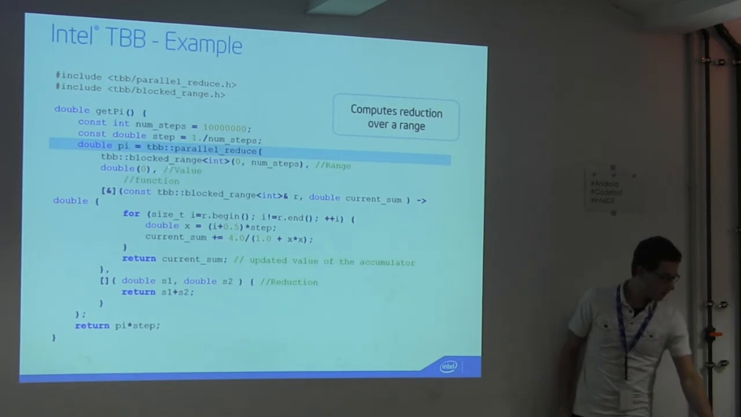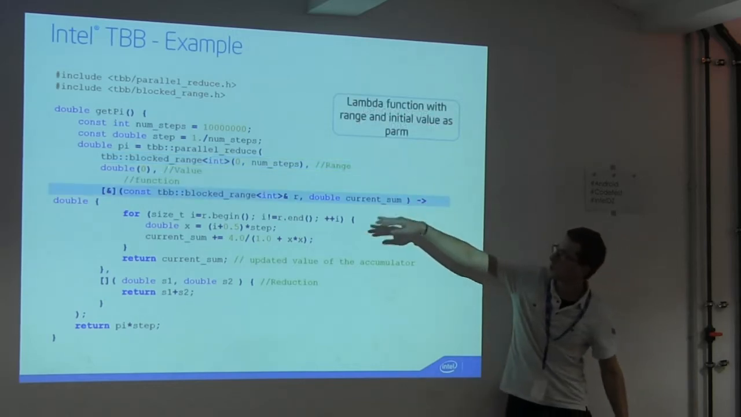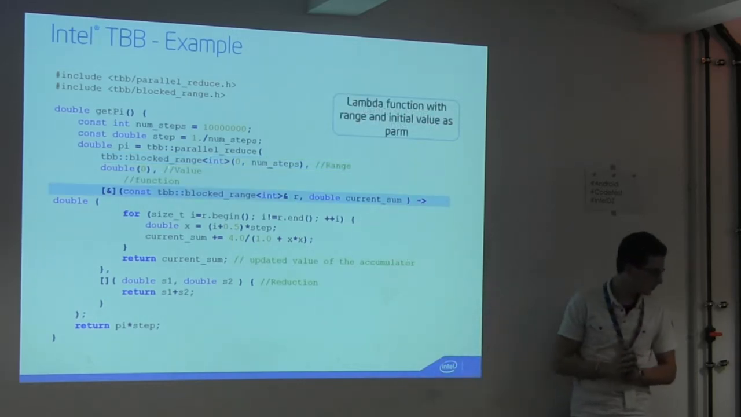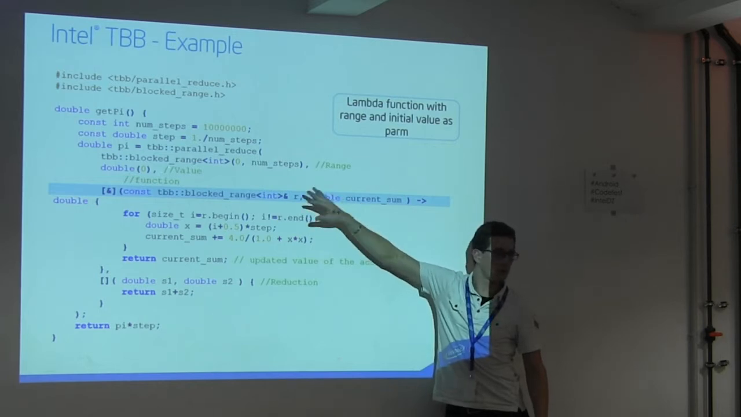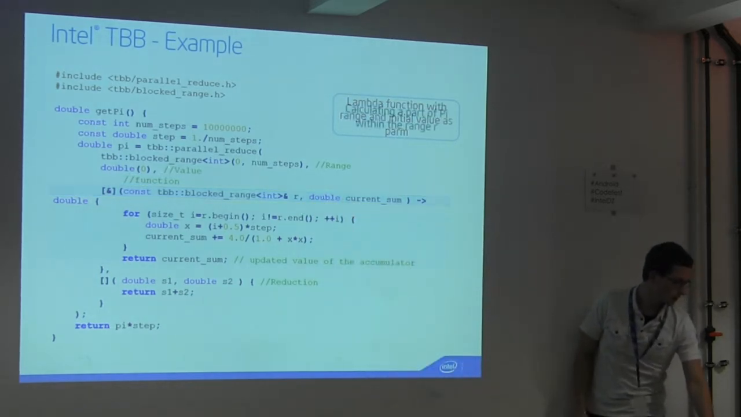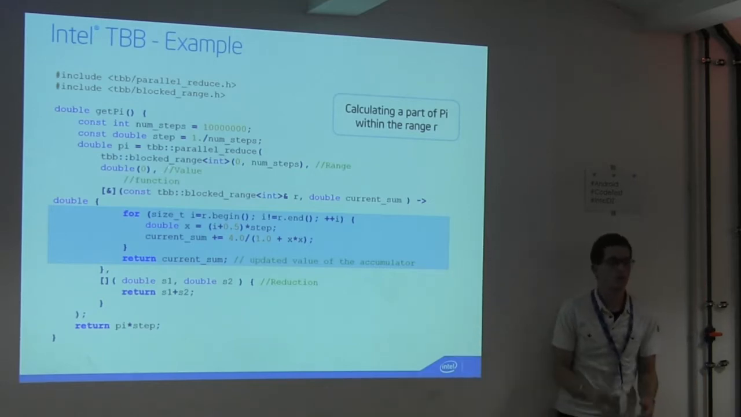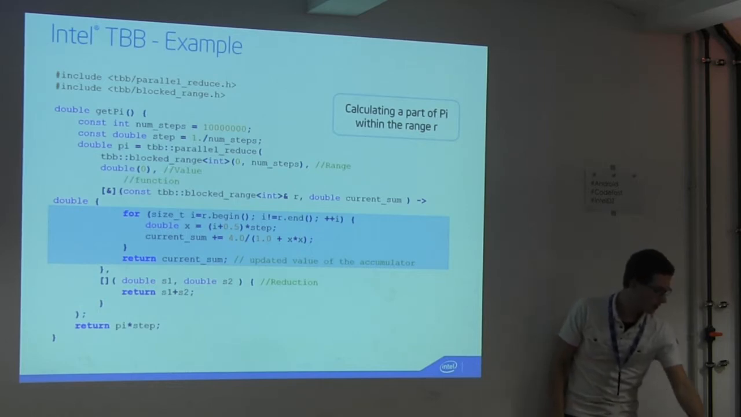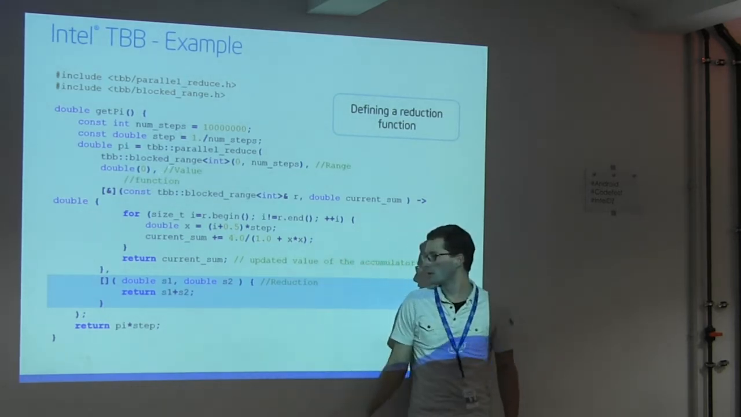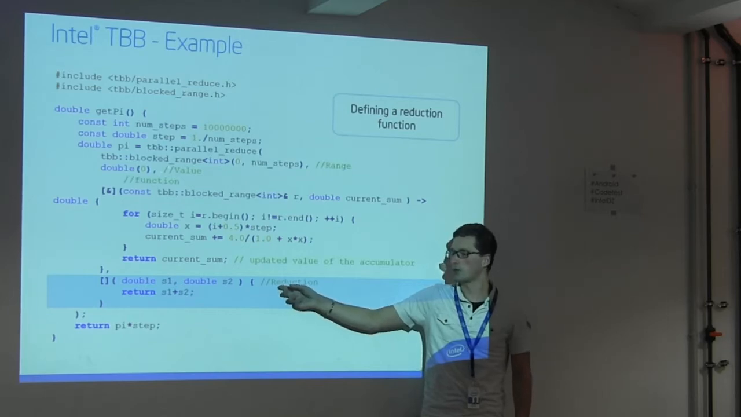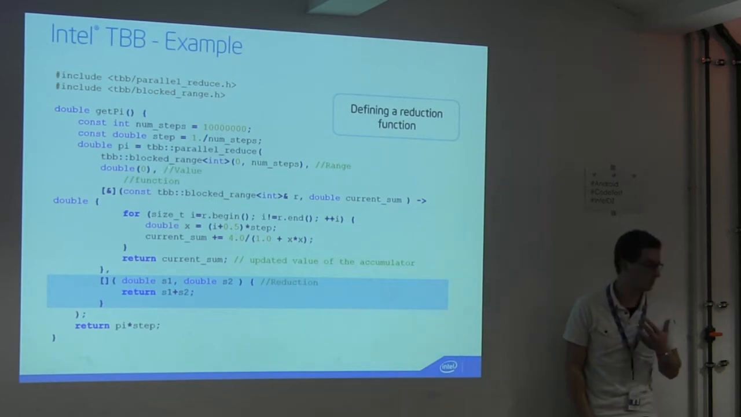Here you call parallel reduce. You set the range, so 0 to 1 million here. You start with a 0 as the start of your reduce, and you give this method to be executed on each part of the range. It's a one-dimensional range, and you're just adding the area under the curve to get Pi. It returns the local sum, and TBB will add together all of these local sums to get the global sum, using this reduction function. Here it's just doing an addition, but it depends on what algorithm you're working on.